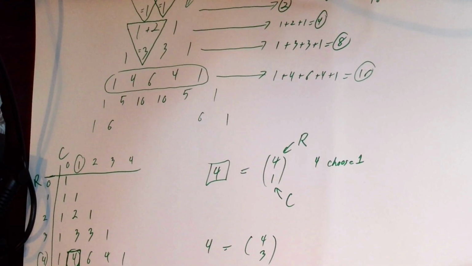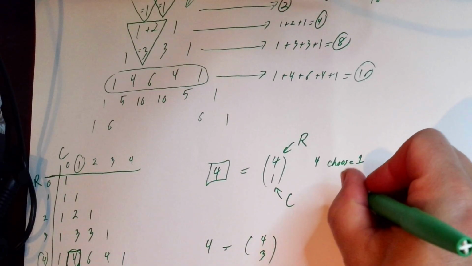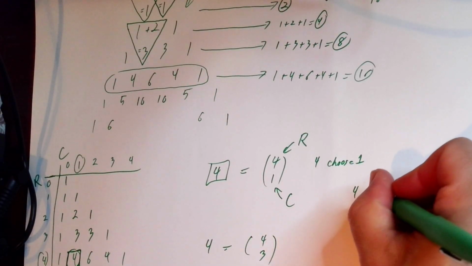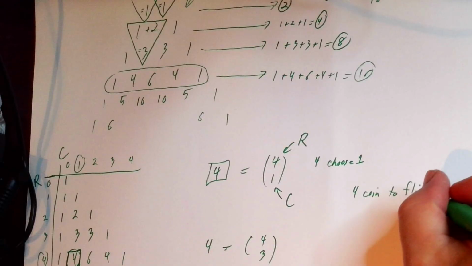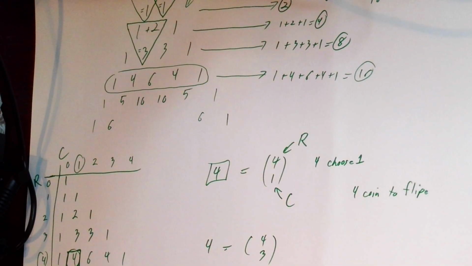I promised we'd talk about musical notes, but for now, I'm going to talk about flipping coins. Suppose that you had 4 coins you wanted to flip. How many different ways could you get 4 heads? How many different ways could you get 4 tails? How many different ways could you get 3 heads and 1 tail? So let's start making a list of those things.